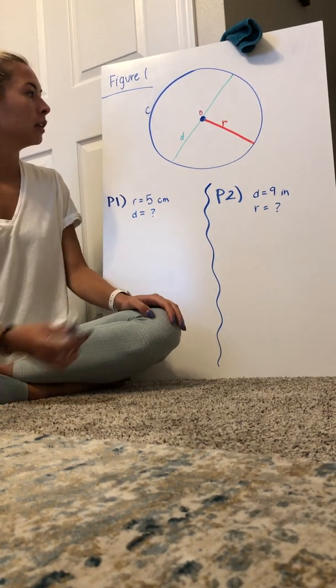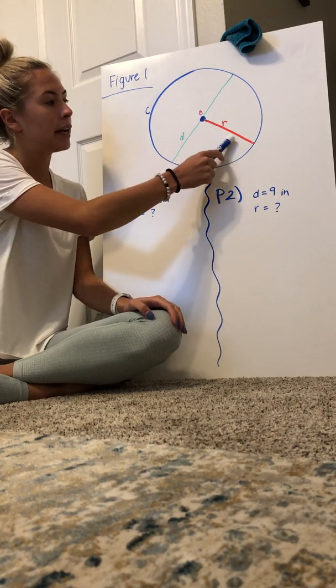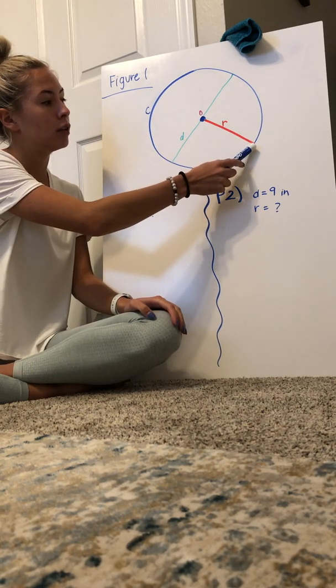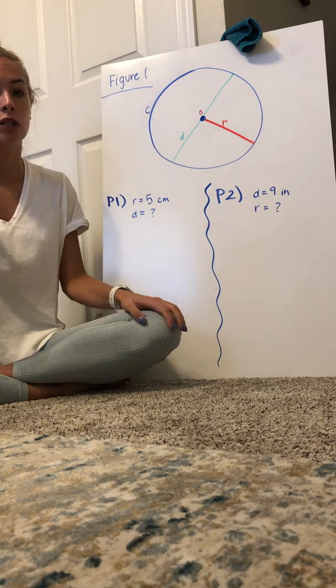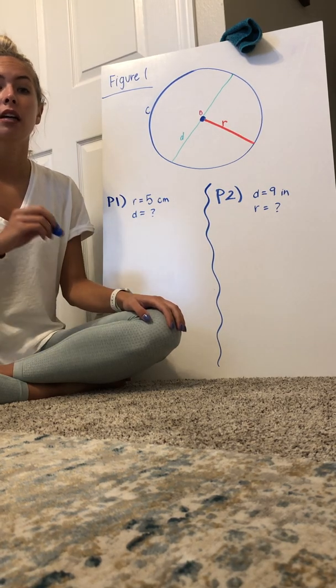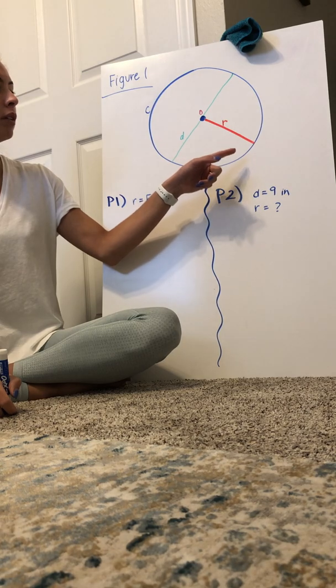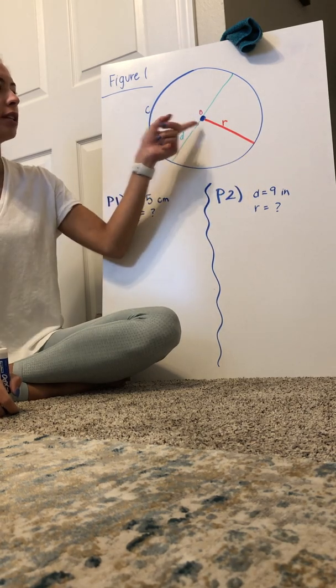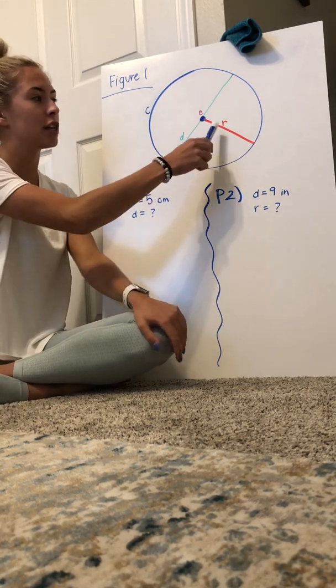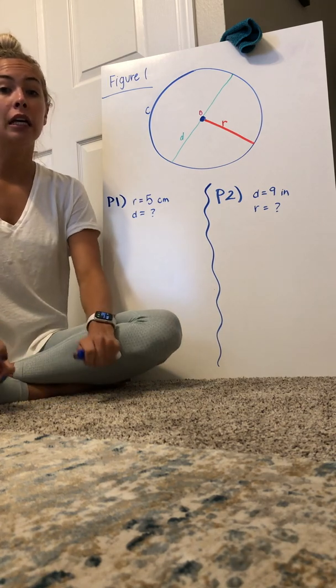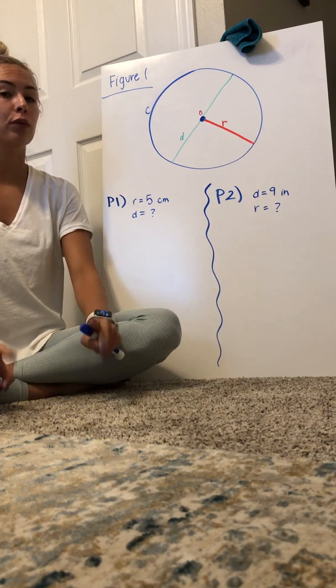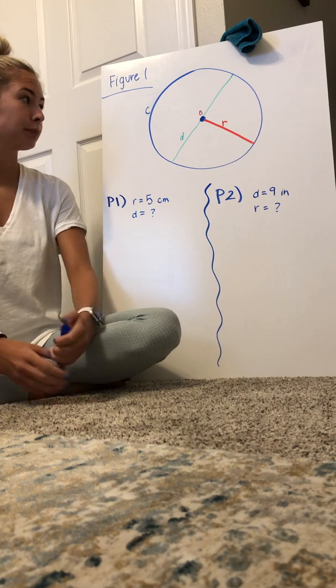That's our center point. This red line right here that goes from the center to the outside of the circle is what I referred to earlier as the equidistant between any point on the outside to the center. That is your radius. R stands for radius, so that equidistant part is your radius. That is half of the circle.